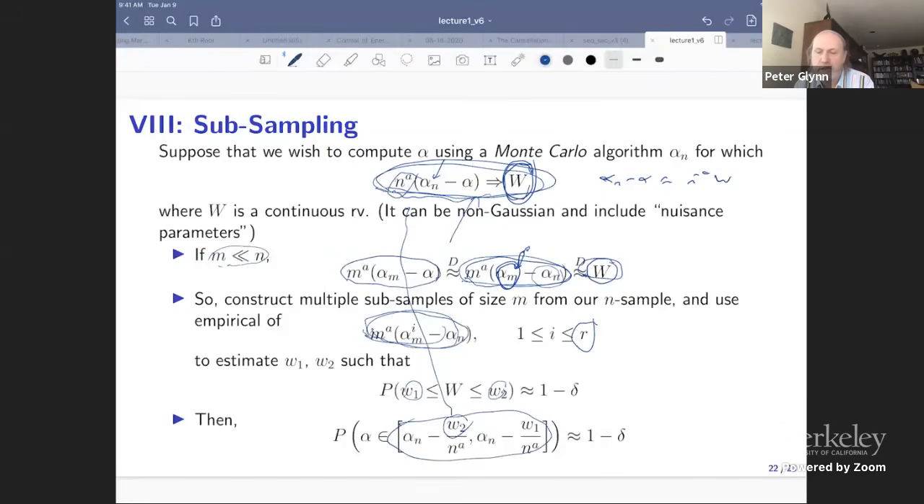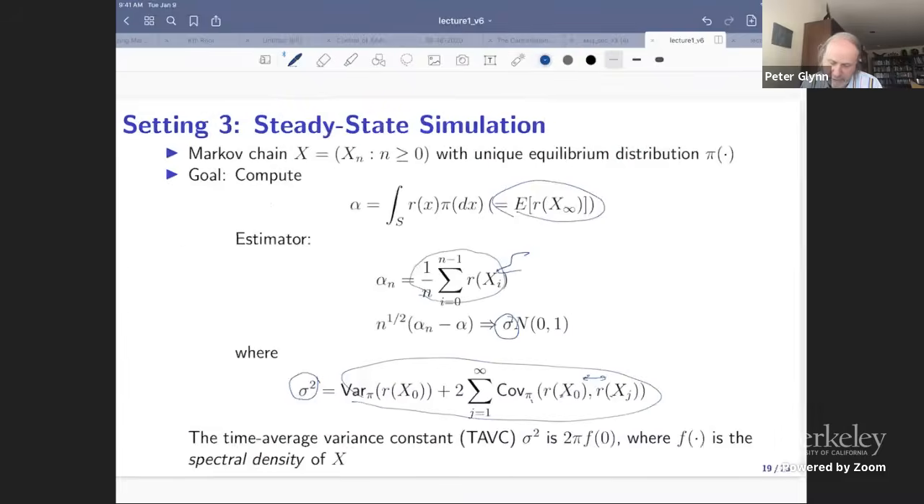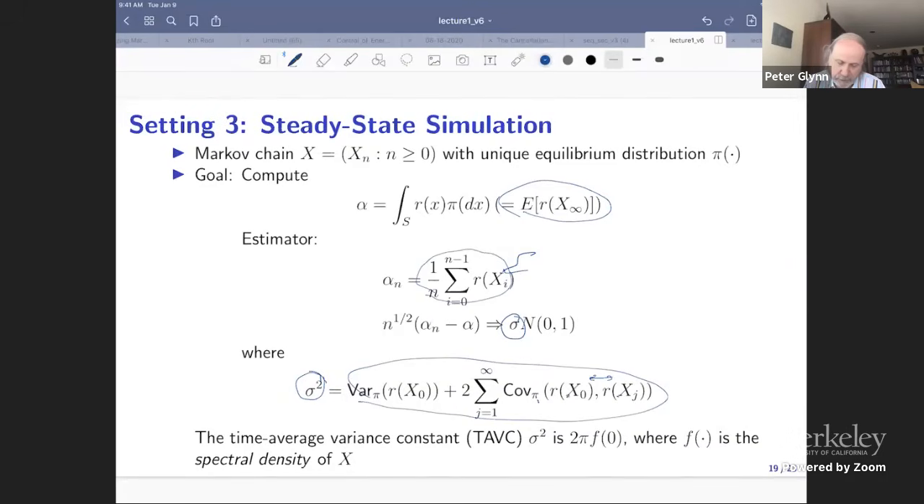And for example, in the Markov chain context, if you want to get an a priori bound on this time average variance constant, sigma squared, you could do it. There are mathematical methods available to bound the sigma squared in the Markov chain context. But I think it's fair to say that the bounds you would get in a typical application would be probably close to unusable.